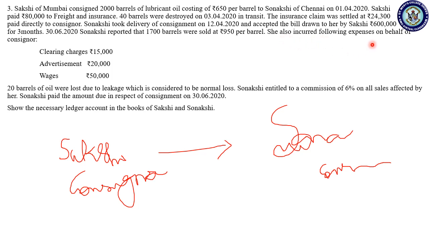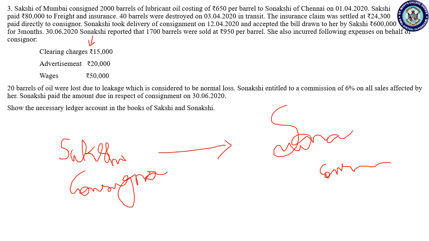She also incurred the following expenses on behalf of the consignor. So now who incurred? Sonakshi incurred on behalf of the consignor, meaning Sonakshi incurred the loss. Now in this, first you identify the non-recurring and recurring items. Why? Because if you are calculating closing stock, you have to take the non-recurring items of the consignee, right?